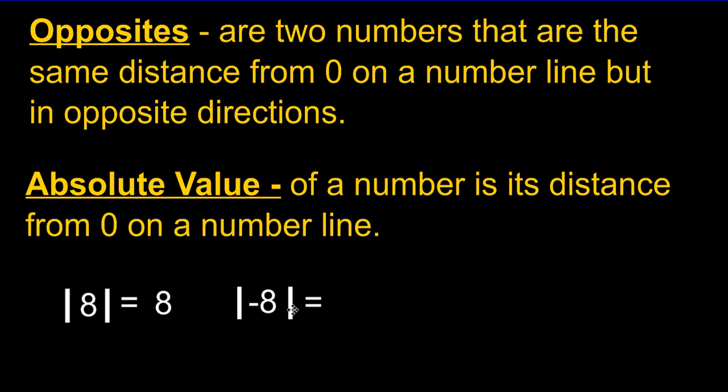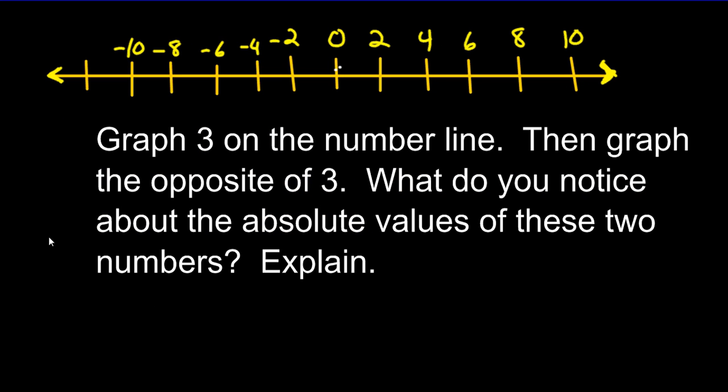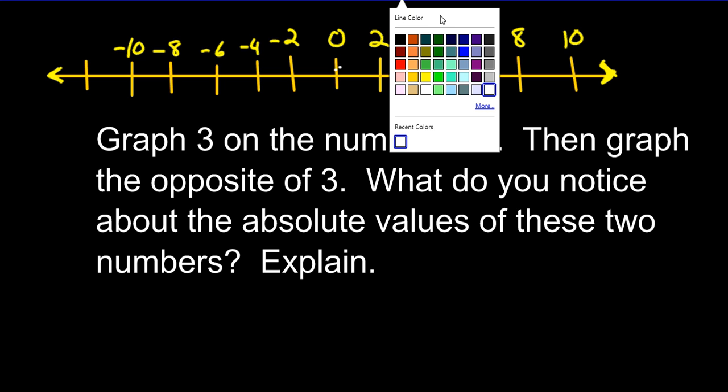Now, what would the distance of negative 8 be? That's right, it would also be 8 units. Notice they're both positive because distance is always positive. Moving right along. Here we have a problem. Graph 3 on the number line, then graph the opposite of 3. What do you notice about the absolute values of these two numbers? Explain. So first we're going to start out and we're going to go ahead and graph these, okay?